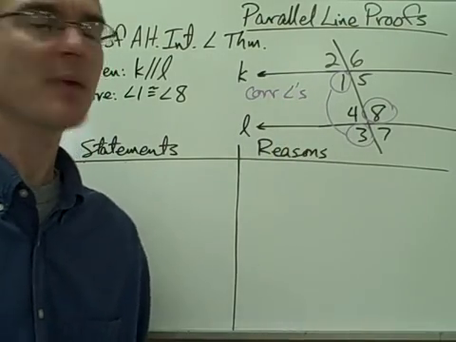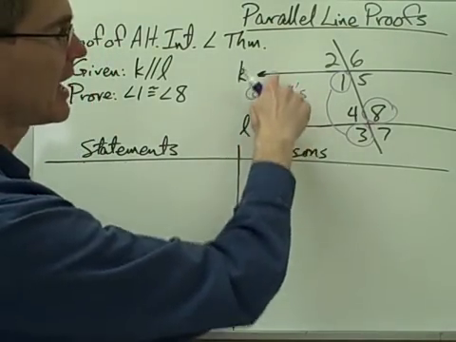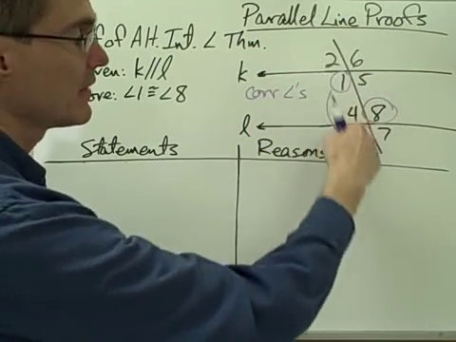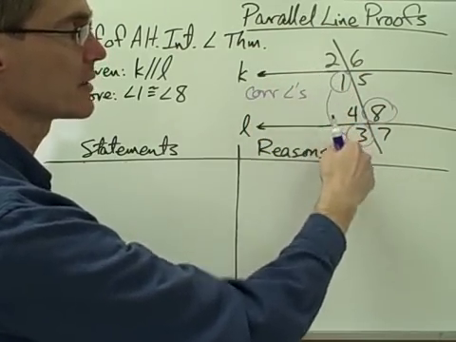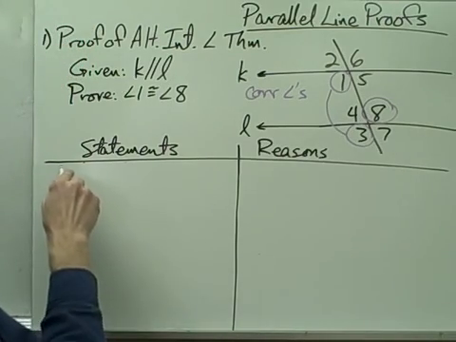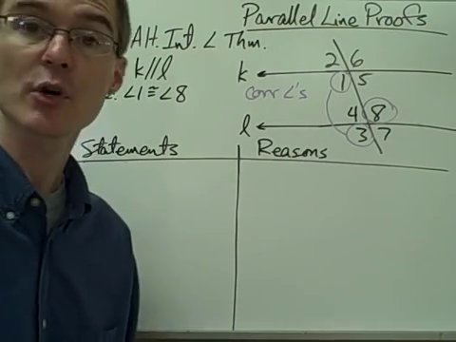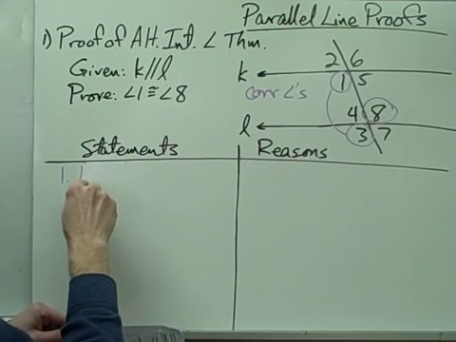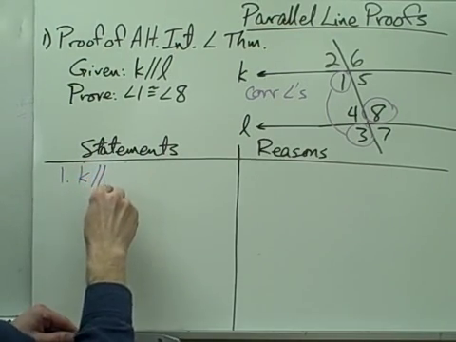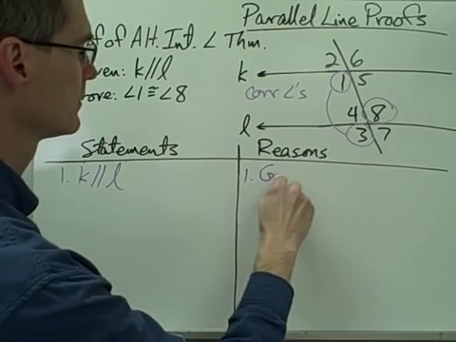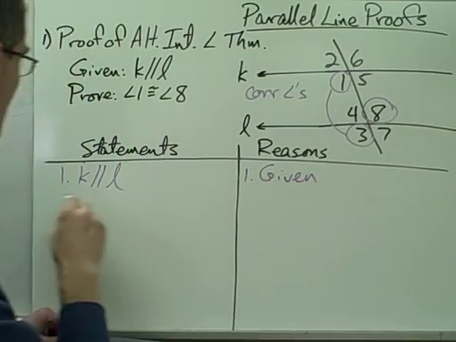And the corresponding angles postulate tells me that if I have two parallel lines that are cut by a transversal, these corresponding angles must be congruent. So I'm going to start with that in my proof. Actually, I'm going to start with that after I start with my given statement. My given statement is line K is parallel to line L. So that's going to be statement number 1.